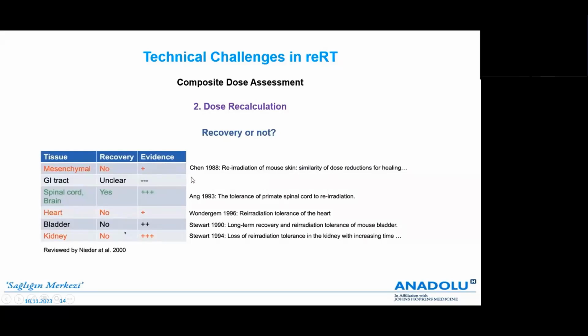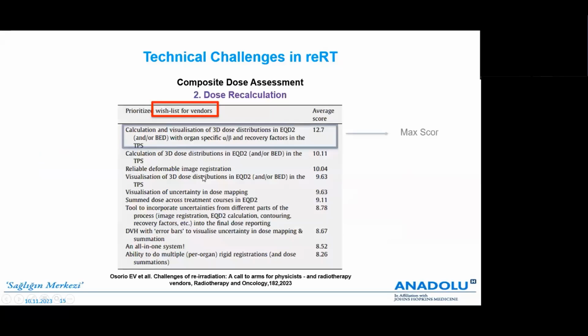So these are the studies. You should know what kind of organs you can do a discount for and which you cannot. So this is a very interesting study. You look at this study.